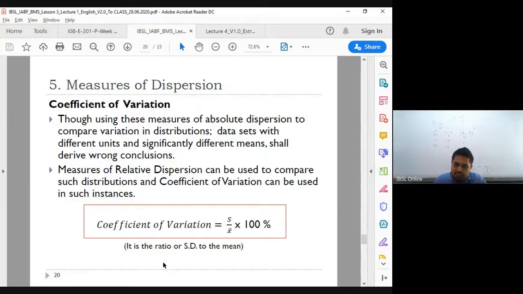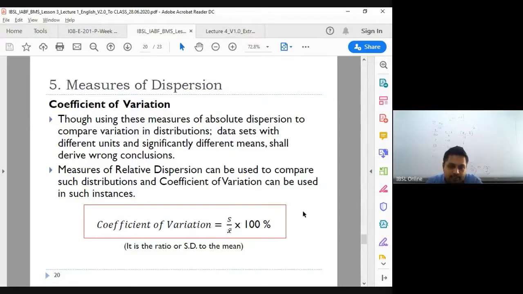Rather, we will take both and derive a relative measure, which we will call the coefficient of variation. It is nothing but the ratio of standard deviation to the mean. Look at this equation given here in red color. This is something which you have to take note of and keep in mind. For a given data set, you have a standard deviation, which we computed a moment ago, and we will take that as a fraction or a percentage of its mean value. I want to capture this point also. Measure of relative dispersion, relative percentage, can be used to compare such distributions.